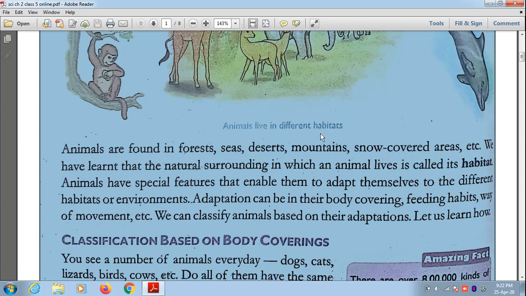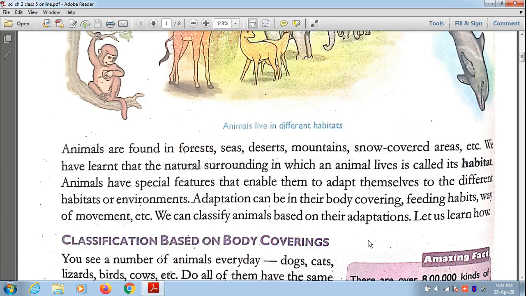That refers to habitats. Now, animals are found everywhere. They are found in forests, in seas, deserts, on mountains and even in the snow-covered areas, right? So the natural surroundings in which an animal lives is called its habitat. To live and survive in those conditions, they have certain special features, right? And these features are known as their adaptation.